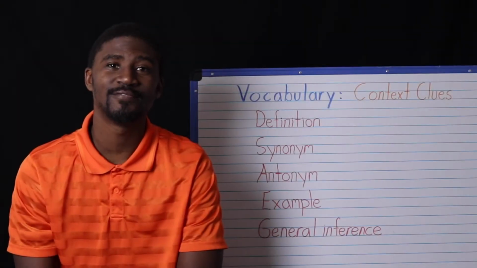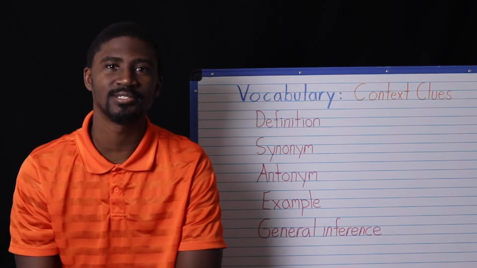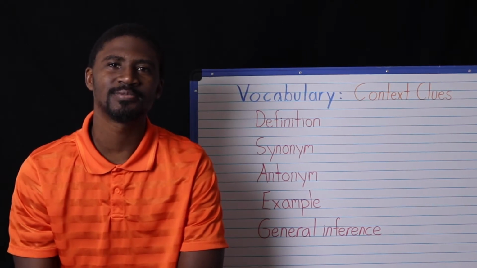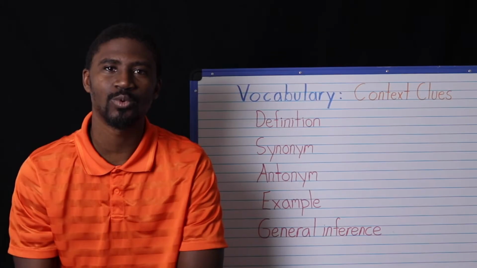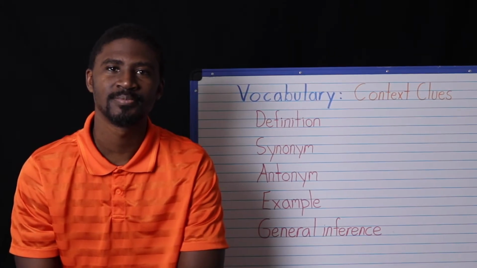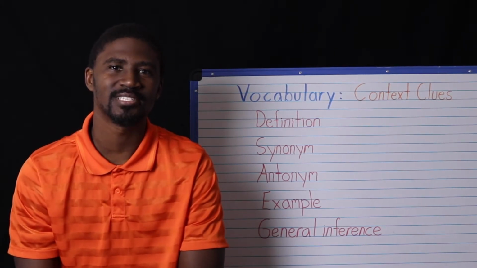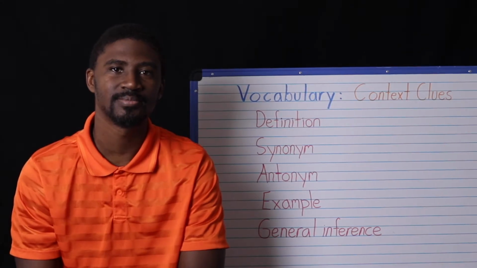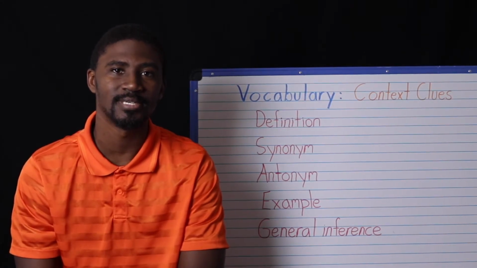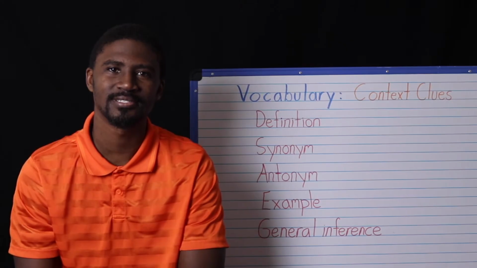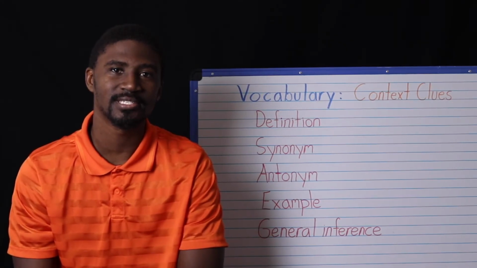So today we're talking about vocabulary, specifically context clues. Context clues are details that we find in a text that help us infer what the meaning of an unfamiliar word is. Today we're going to look at several different types of context clues: definitions, synonyms, antonyms, examples, and general inference. Let's look at some different context clues now.